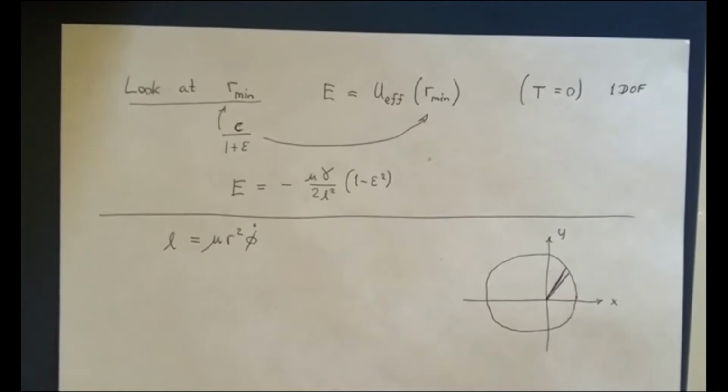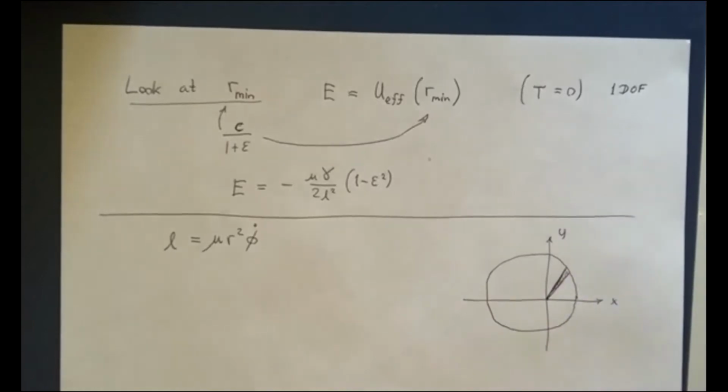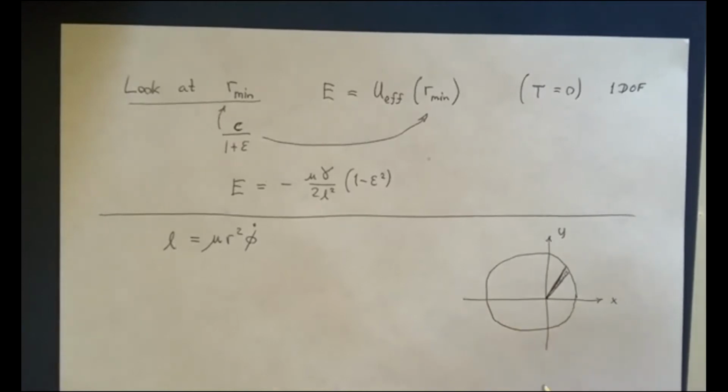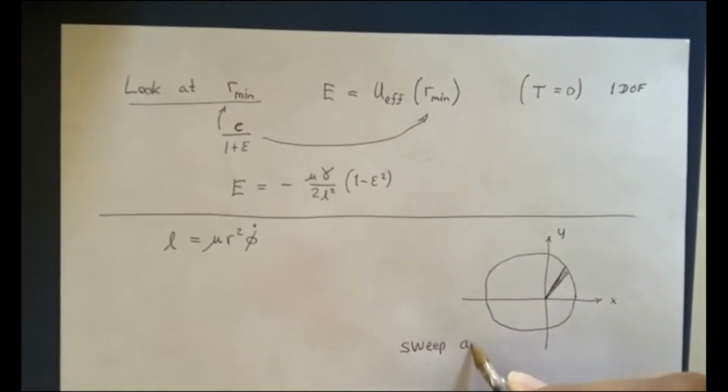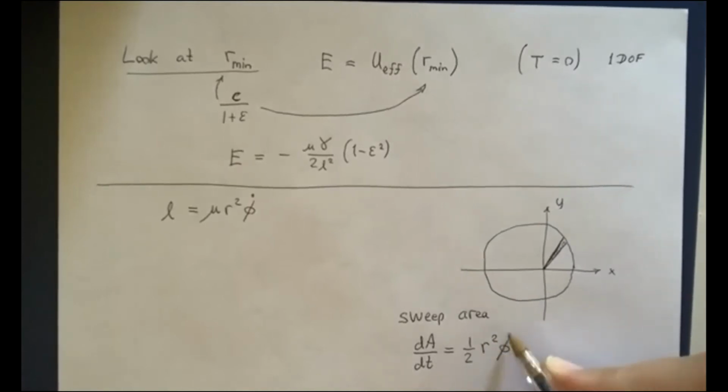Well, it's a calculation where we must compute the area of a triangle, right? We can approximate this as a triangle and compute the area. So the rate, we sweep area at a rate, right, there's a factor of a half here because we're talking about triangles. You know, triangle, 1/2 base times height. So we've got the 1/2, we've got r squared phi dot.